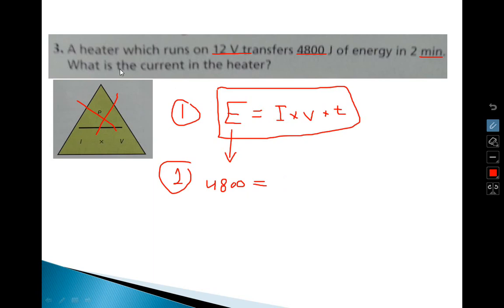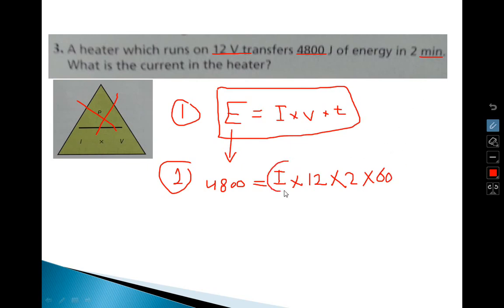We need to find I. What is the current in the heater? So we are looking for I, times V. V is 12 volt. Times T, time in seconds, not minutes. So time is 2 times 60. 60 is to transfer from minute to second.